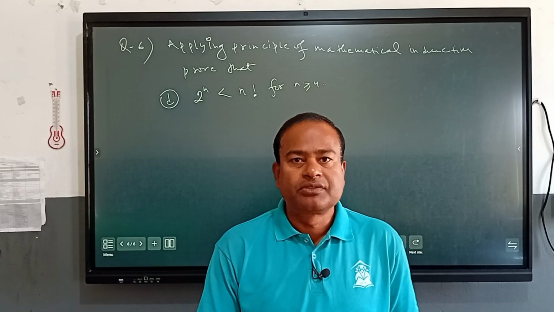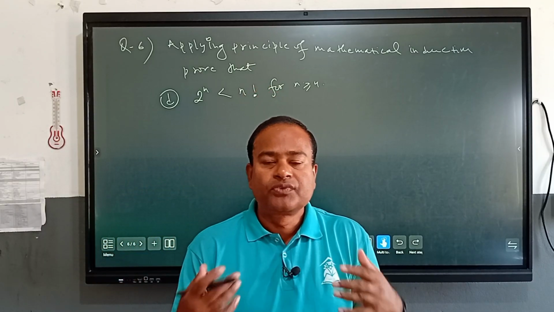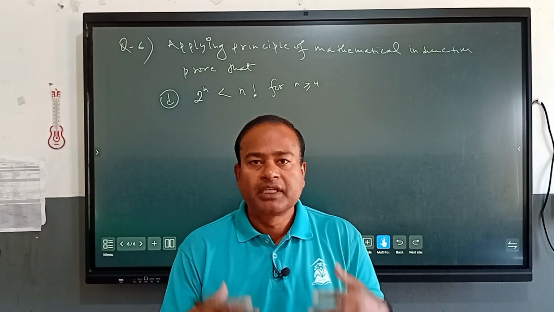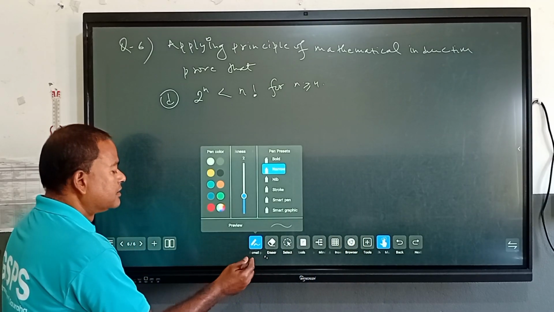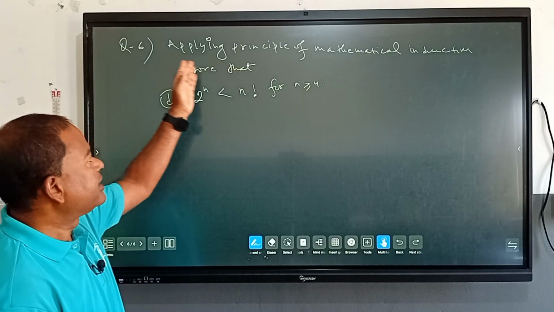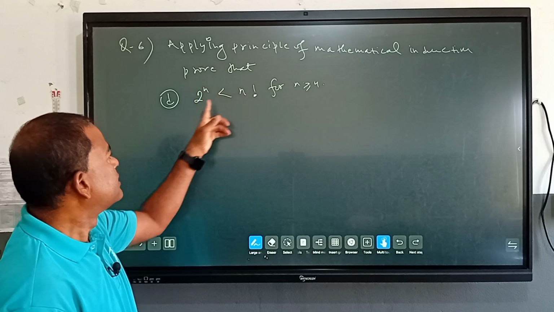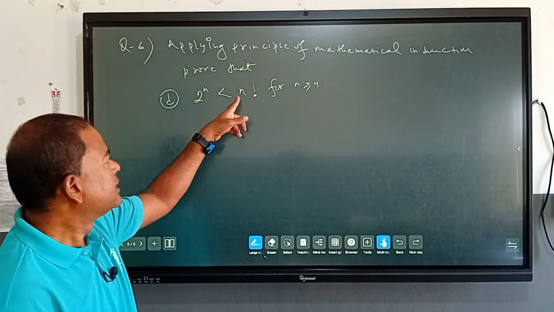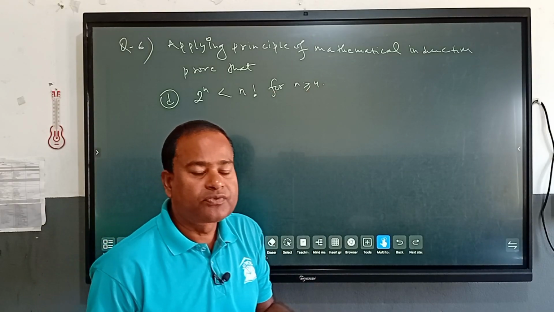Today in this video, we are going to discuss one of the most important questions from Principle of Mathematical Induction. Here we go. Dear students, the question is: applying Principle of Mathematical Induction, prove that 2^n is less than n factorial for n greater than or equal to 4.